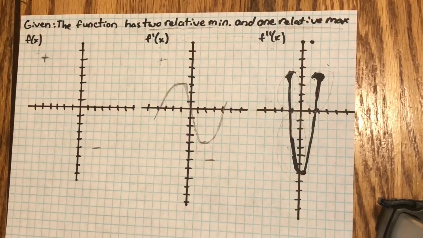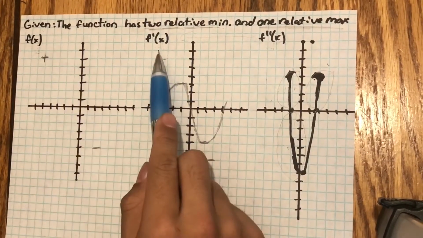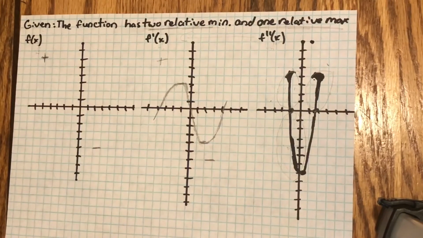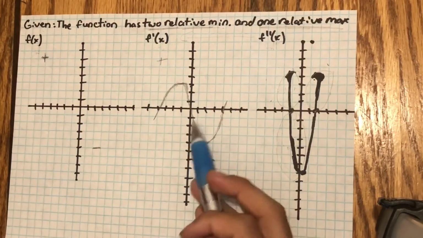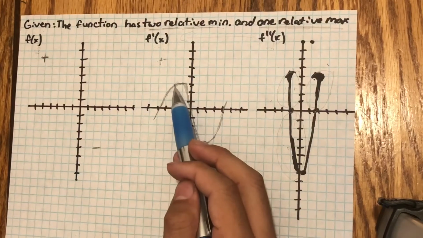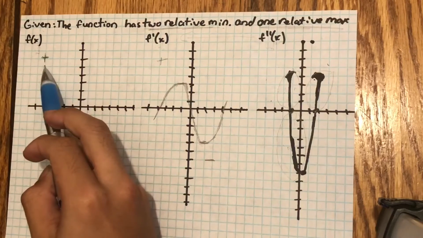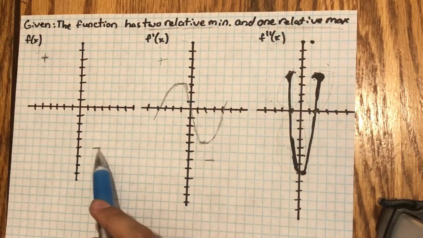Excellent. So now that we have f prime of x, we can move on into finding f of x. We can use the same techniques we used earlier using f double prime of x to find f prime of x in order to find f of x. So let's look at the areas where f prime of x is above the x-axis and below the x-axis. So we know that when f prime of x is above the x-axis, f of x is increasing, and when f prime of x is below the x-axis, f of x is decreasing.